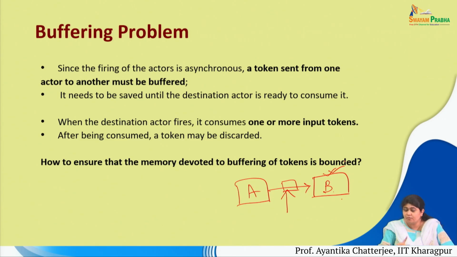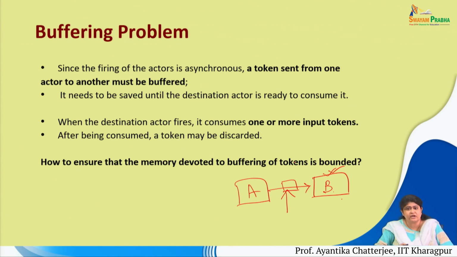It can consume one or more tokens. After being consumed, a token may be discarded. So the question comes here, as we are trying to understand: how do we ensure that the memory devoted to buffering of tokens is bounded? That means it may go to an unbounded situation.